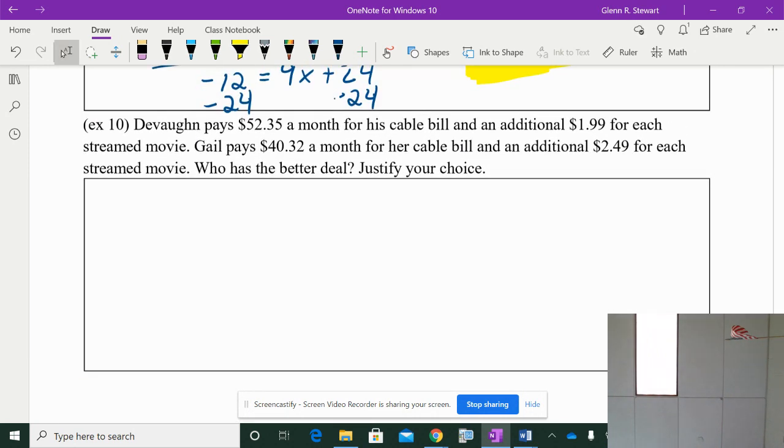Last question for today. Vaughn pays $52.35 a month for his cable bill, and an additional $1.99 for each streamed movie. Gail pays $40.32 a month for her cable bill, and an additional $2.49 for each streamed movie. Who has the better deal? Justify your choice.